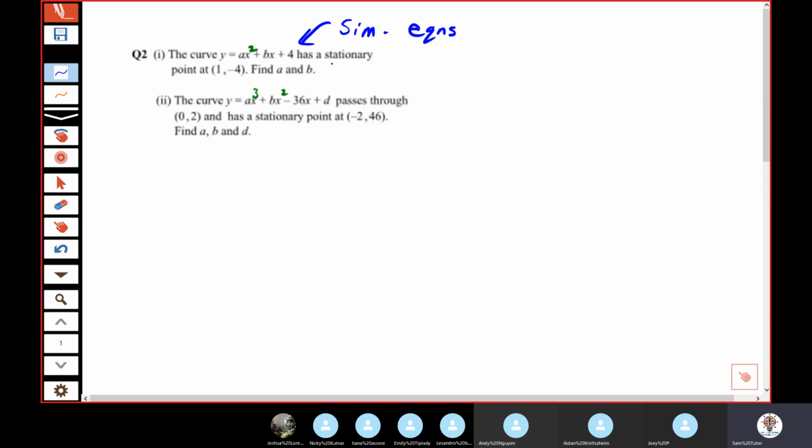Okay, so we know that it's a stationary point at (1, -4). What does that mean? What does a stationary point mean? I want to be specific. Don't say "at 0". Say the word in front of it. You know that at stationary points, y dash equals 0.